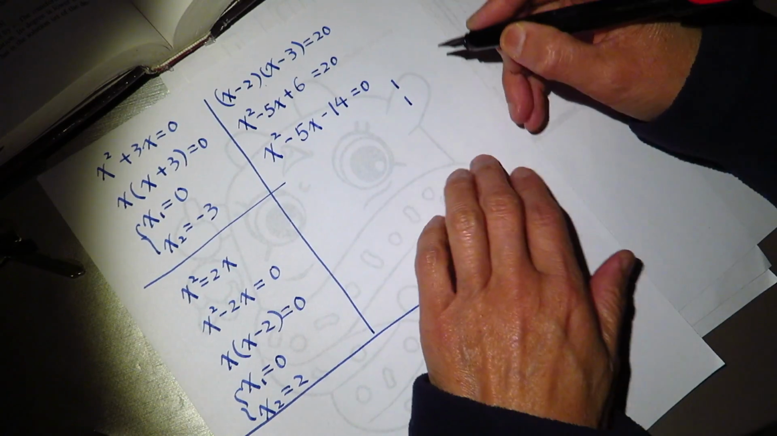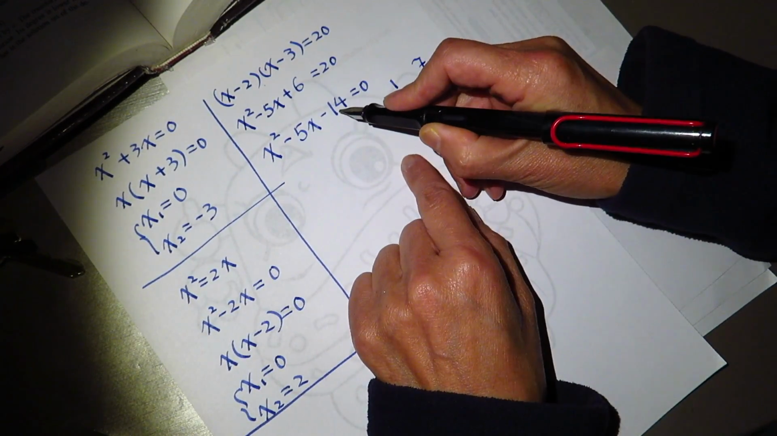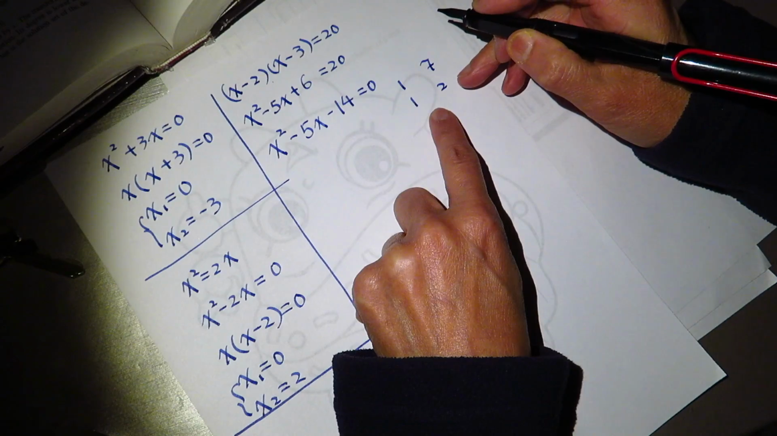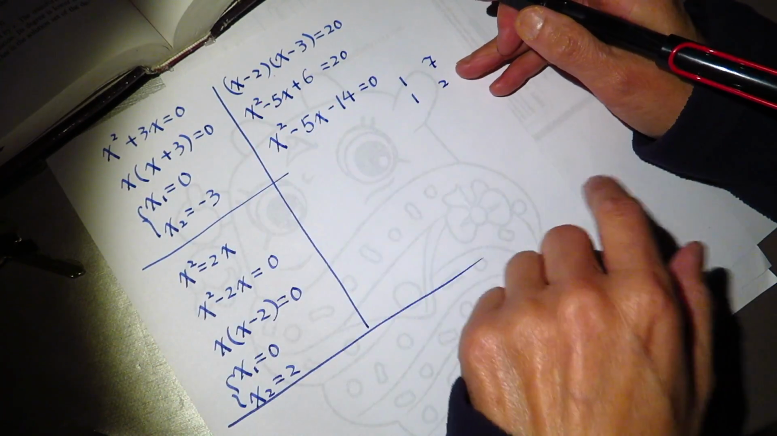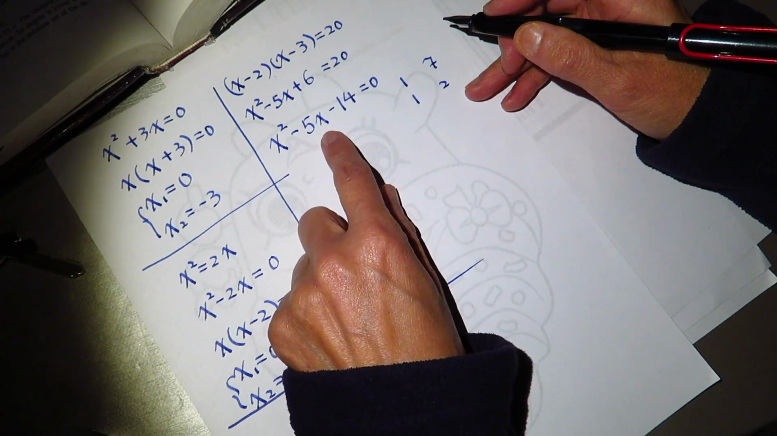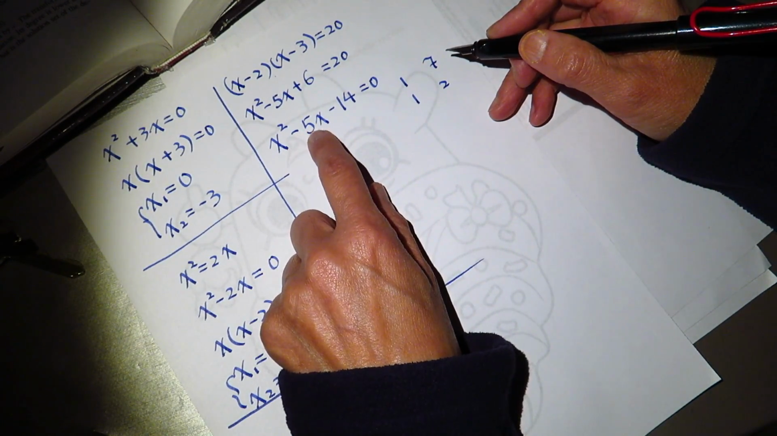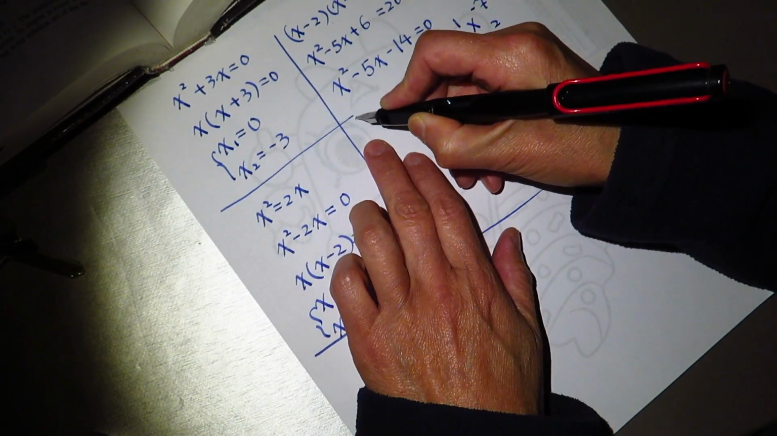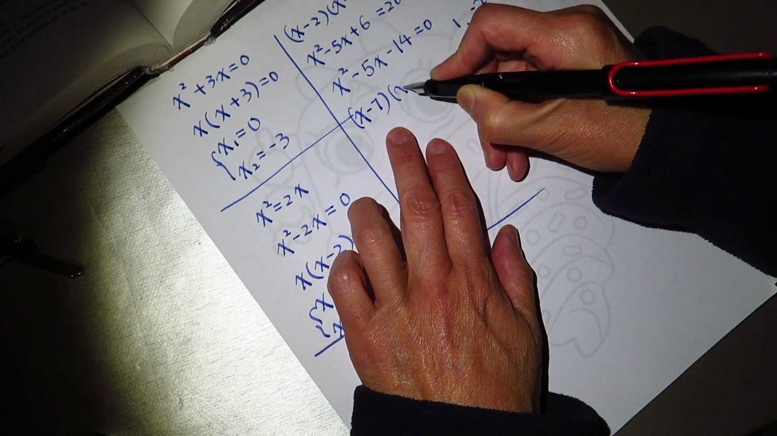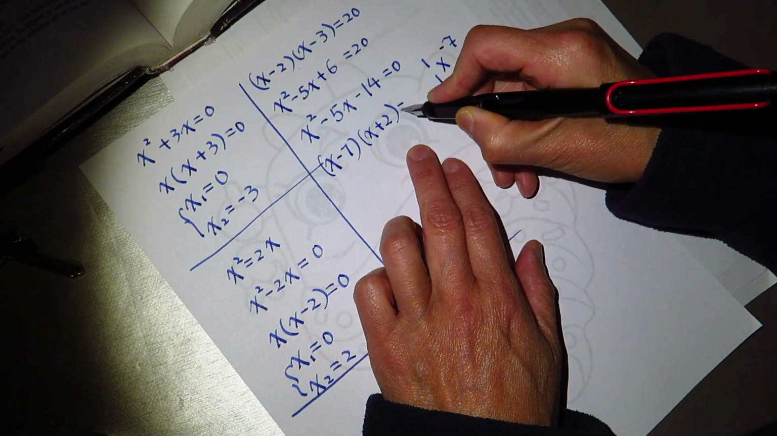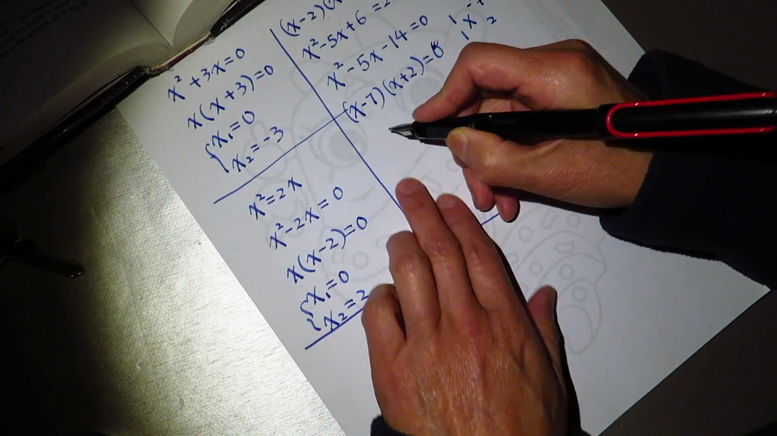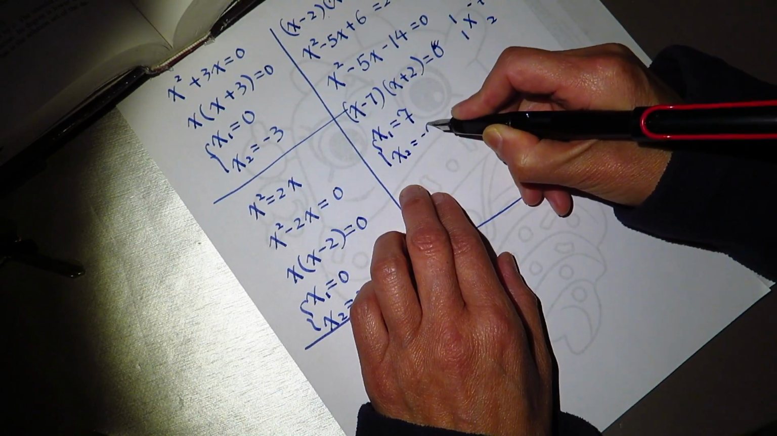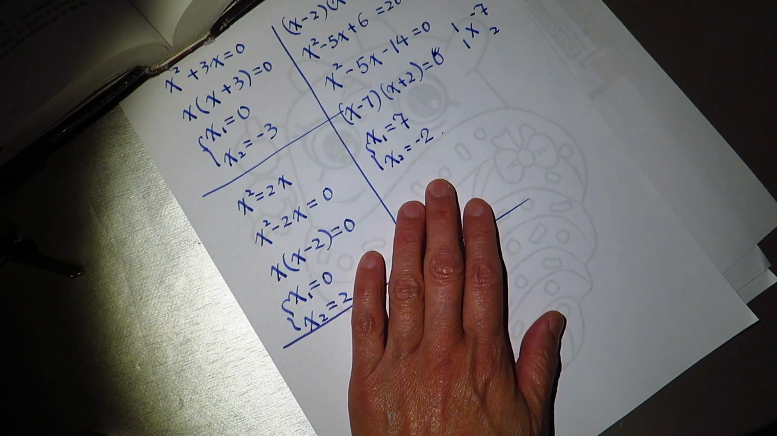Oh, that looks good. So let's try 7 and 2, and this is negative 14, so there will be 1 negative, 1 positive. Positive times negative will be negative. And where do we put this negative sign? The middle term is negative 5, so this 7 should be negative, and the positive should be 2, right? So (x minus 7) times (x plus 2) equal to 0. Okay, so x1 equal to 7, and x2 equal to negative 2. So this is the answer.